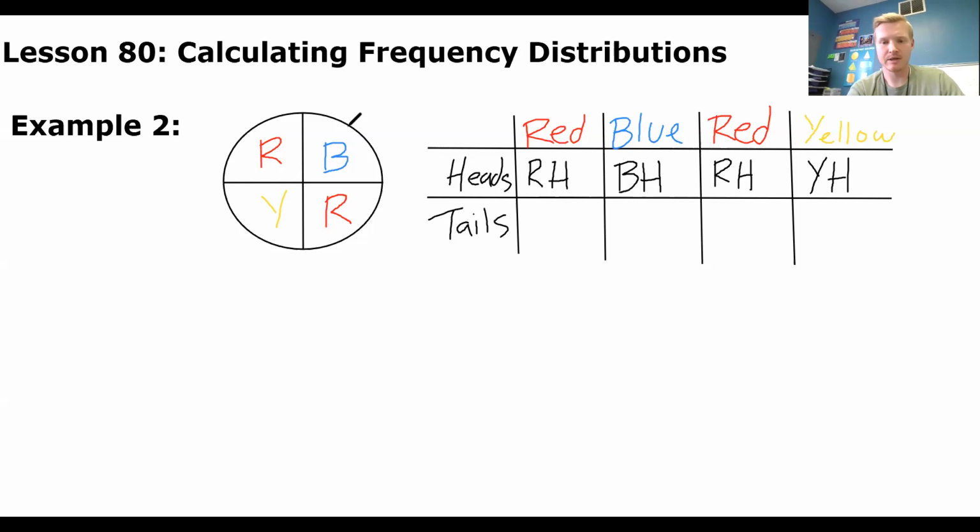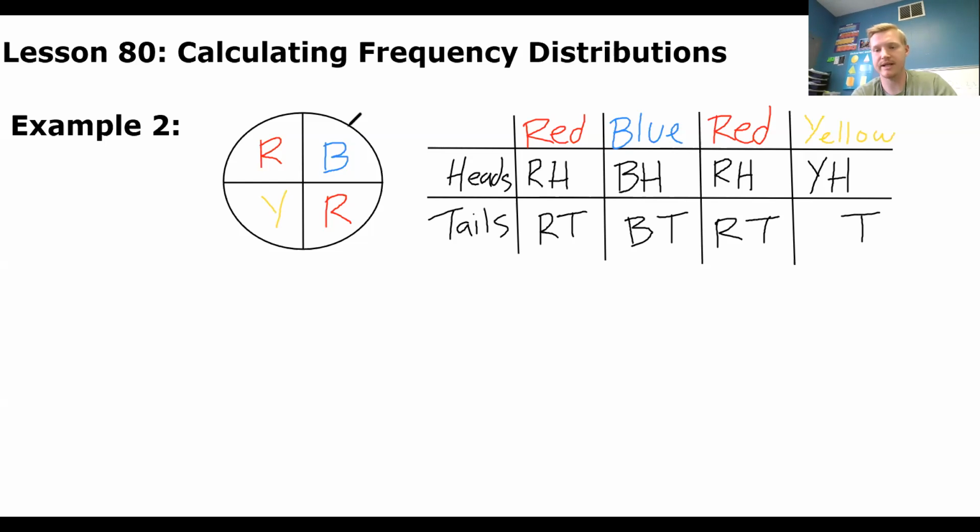So what about tails? Well, tails is going to be the same for everything right here. So I'm just going to put my T all the way across, just like I did for heads. And then what is my probability of getting a red? I'm going to put R right here, of getting blue, B right here. How about red again? Another RT, and then yellow, YT, yellow and tails. So as you can see, we have a really high probability of getting red, more so than any of them. And then heads and tails is our 50-50 shot.